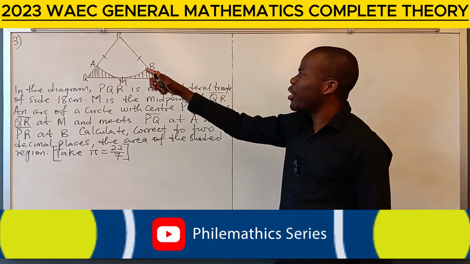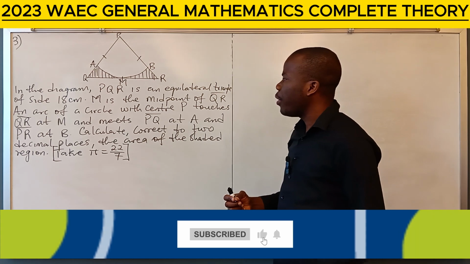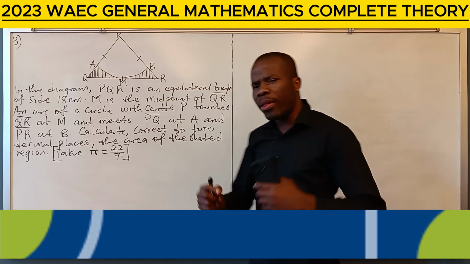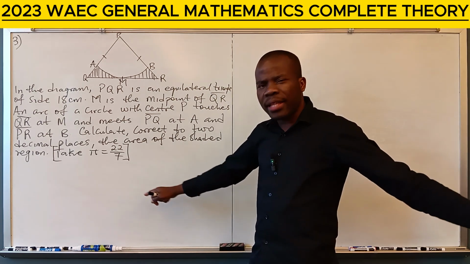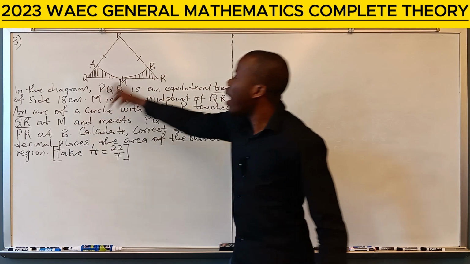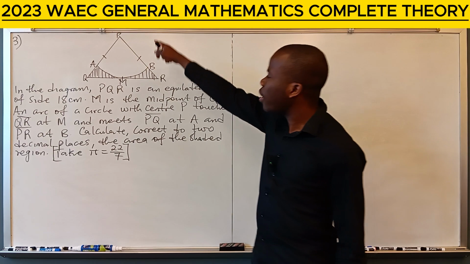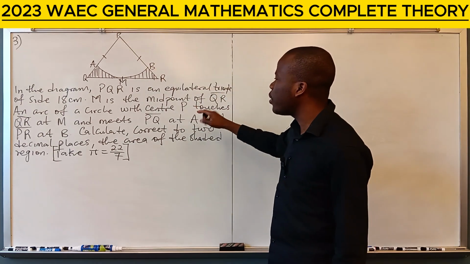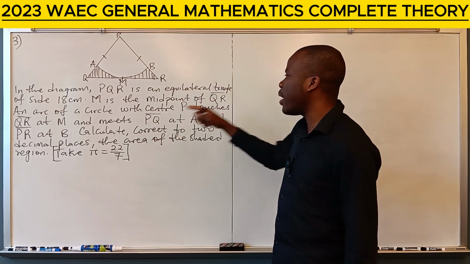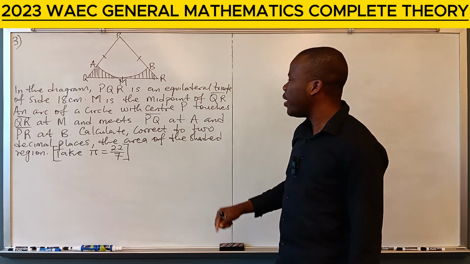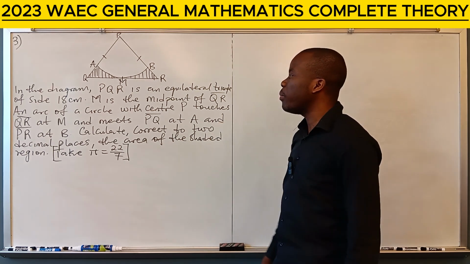Let's go. Question 3 says, in this diagram, PQR is an equilateral triangle of side 18 cm. Equilateral triangle is a triangle whose sides are equal. All sides are equal. So all sides are 18 cm. M is the midpoint of QR. An arc of a circle with center P touches QR at M and meets PQ at A and PR at B. Calculate to correct two decimal places the area of the shaded region.